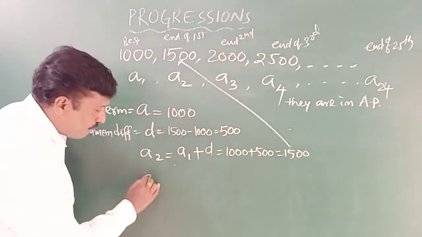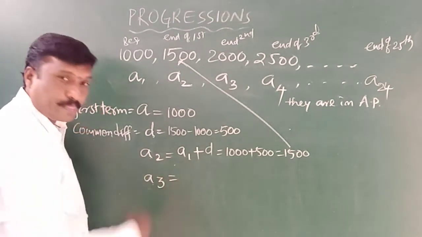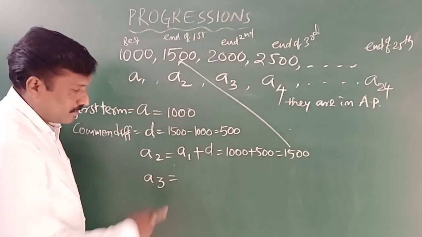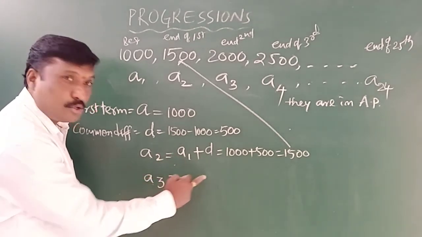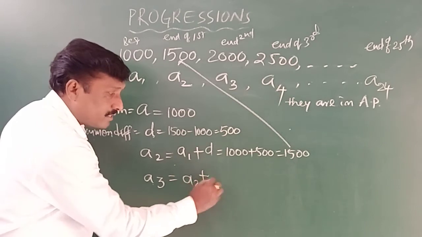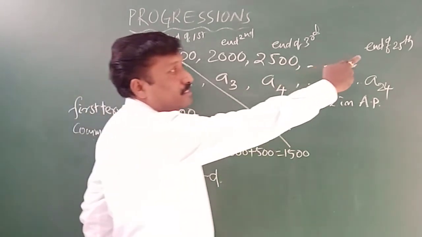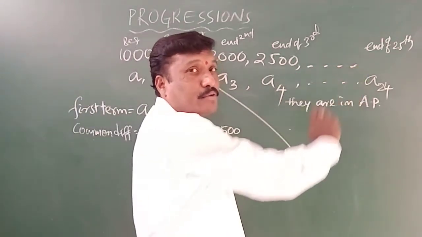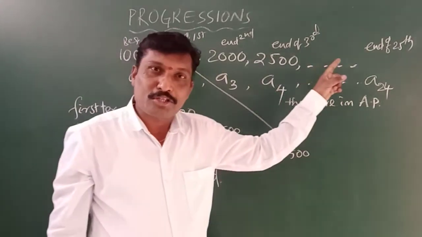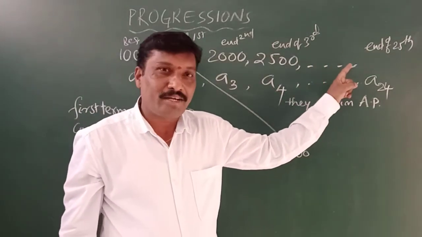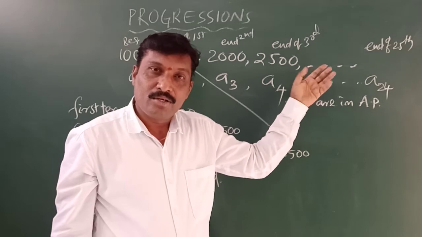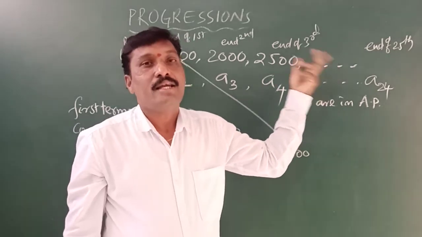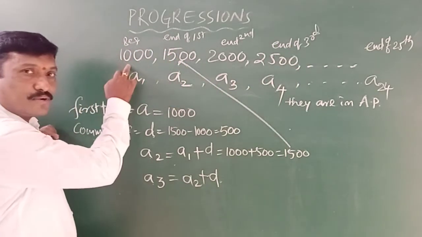Now, for the third term, here I can write A2 plus D. But here it is the 25th month, that is the 24th term I want. Do you know the 23rd term? To get the 23rd term, you need the 22nd term. So there is no link. In such cases, you connect with the first term only.